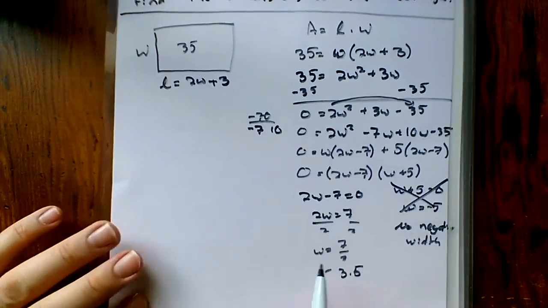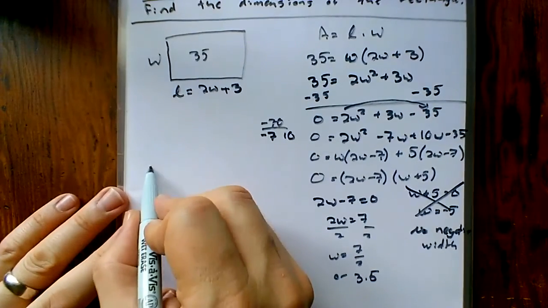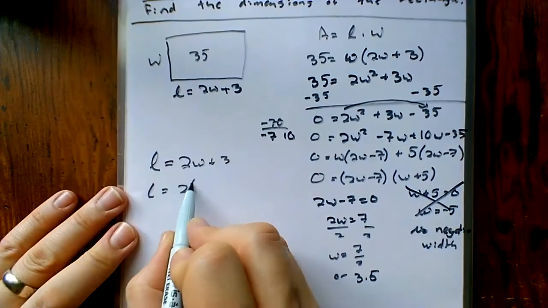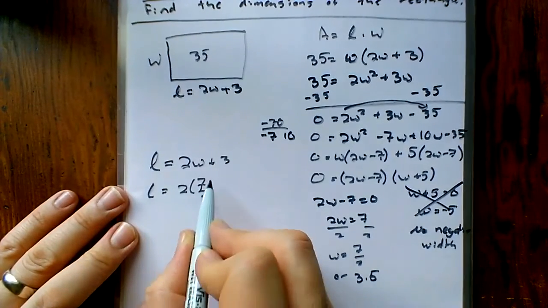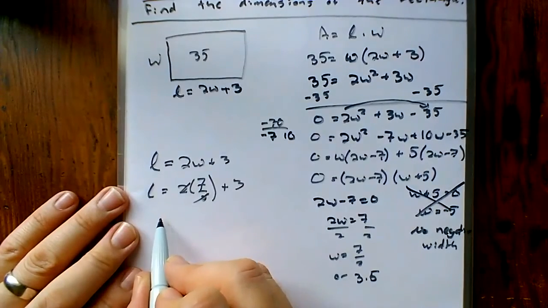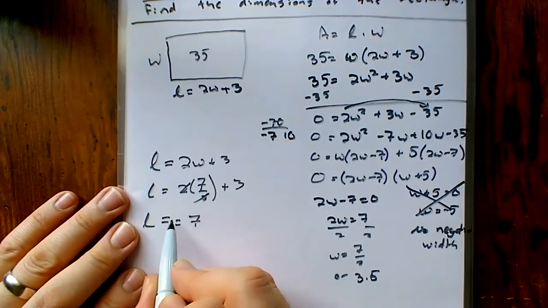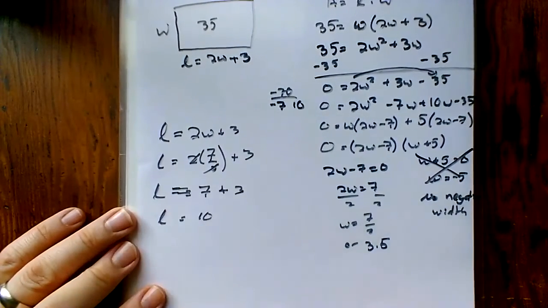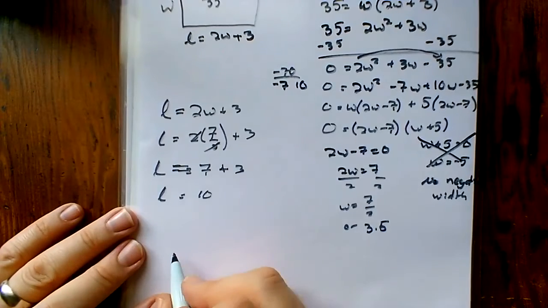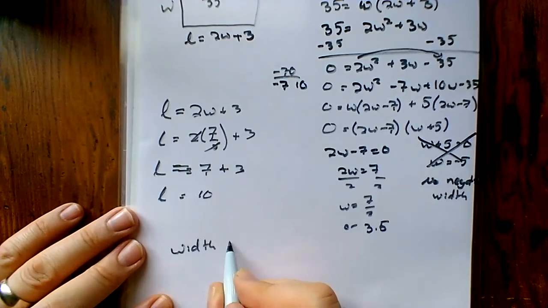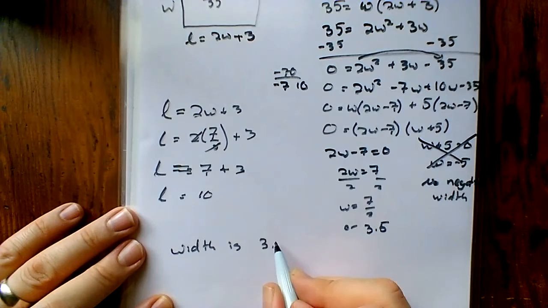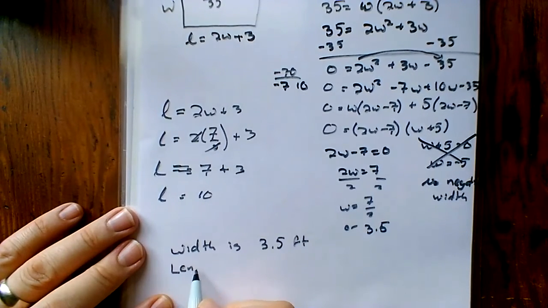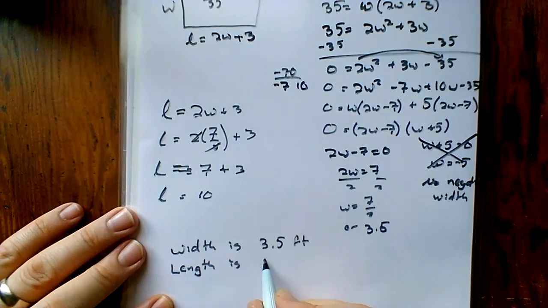Since I've got my width here is 3.5, now I'm going to go over here and say, oh, my length was 2w plus 3. That means I've got 2 times that 7 halves plus 3. My 2's cancel. I've got my length is 7 plus 3, or 10. So now I can say that my width is 3.5, or 3.5 feet, since those are my dimensions. And my length is 10 feet.